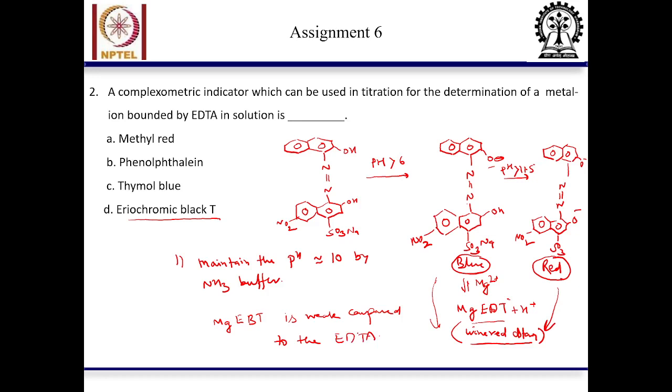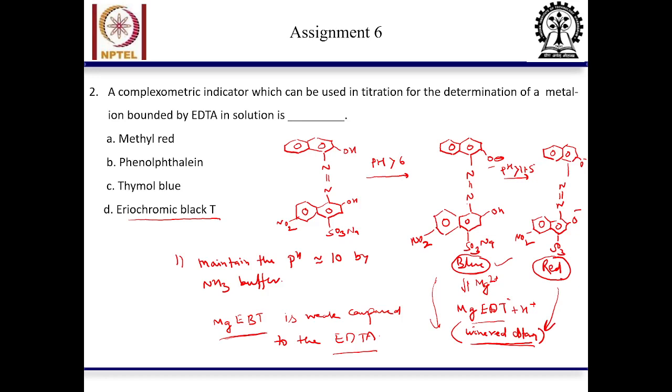So what will happen? Suppose you have EDTA. Once EDTA is present, it will always be in the magnesium-EDTA form. Once your EDTA gets consumed, then magnesium-EBT will form, and then you will see the violet color. Previously EBT will be in the mono-deprotonated form, but after the endpoint it will form a complex with the metal. So everything is clear.